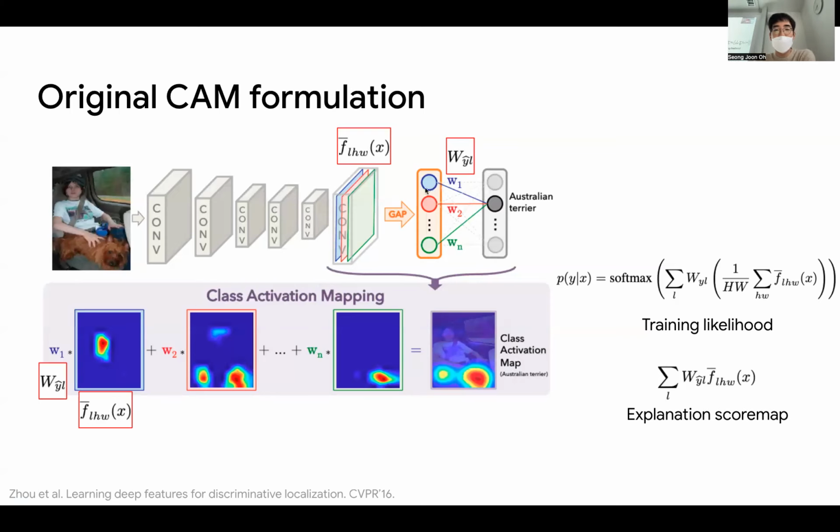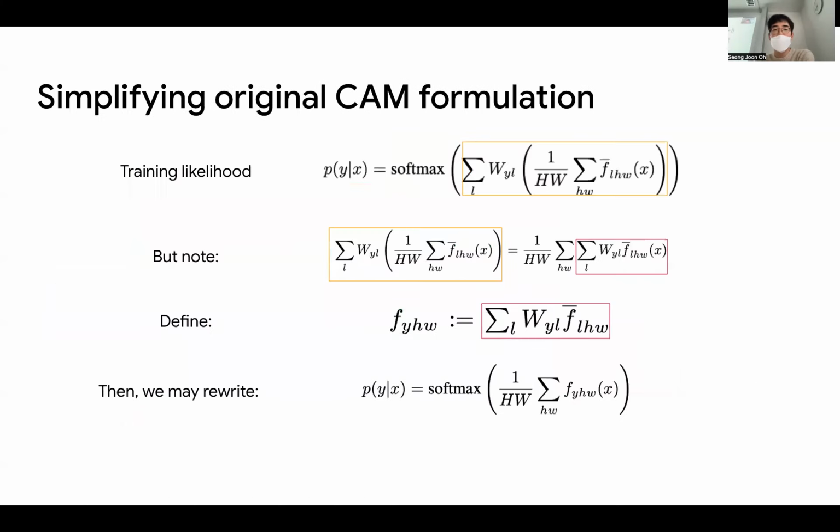you take those W values of your model for the class of interest, basically Australian Terrier. And then you sum over all these feature maps with the weights given by these Ws. And that's going to be your class activation mapping. Okay. So you're doing some kind of linear computations and softmax above, and then also doing some kind of linear computation for explanation.